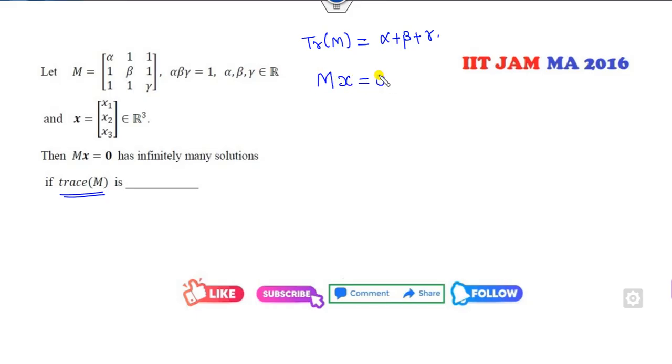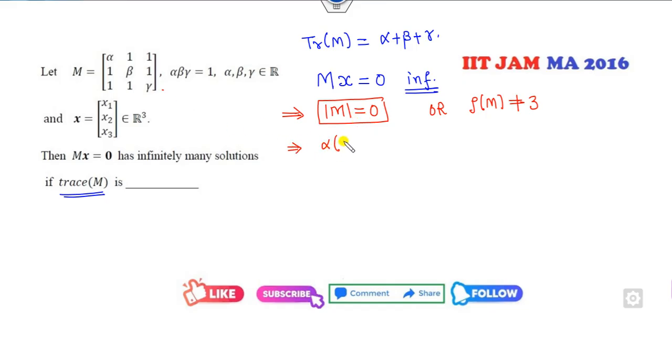Mx equal to 0 has infinitely many solutions. When does it have infinitely many solutions? When the determinant of M should be 0. Or you can say the rank of M is not equal to the number of column vectors. So what does it mean? The determinant of M should be 0.